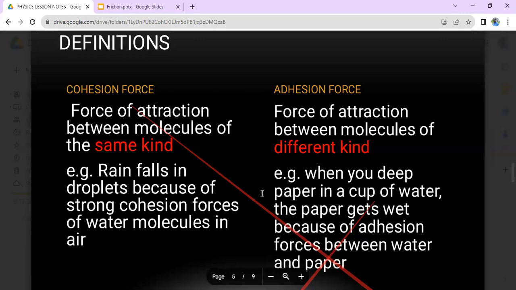Definitions. Cohesion force. Force of attraction between molecules of the same kind. E.g., rain falls in droplets because of strong cohesion forces of water molecules in air. Adhesion force. Force of attraction between molecules of different kind. For example, when you dip paper in a cup of water, the paper gets wet because of adhesion forces between water and paper.